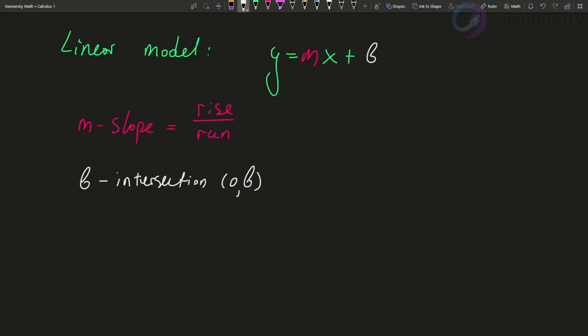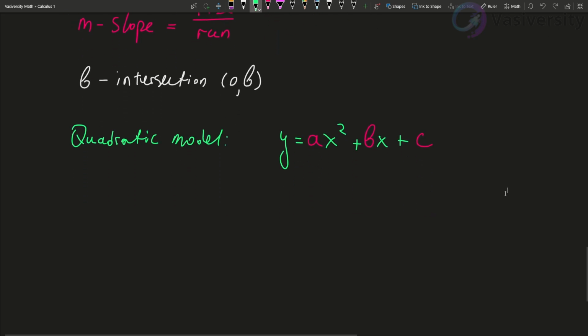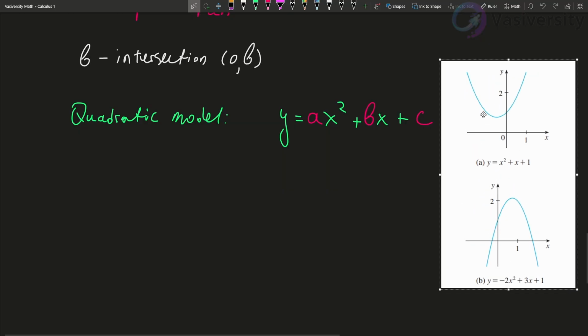Okay, then we also had a quadratic model, so y is equal to ax squared plus bx plus c. This is a quadratic equation. Some examples of quadratic equations can be viewed in the following graph. We can have a parabola looking upwards, or a parabola looking downwards.